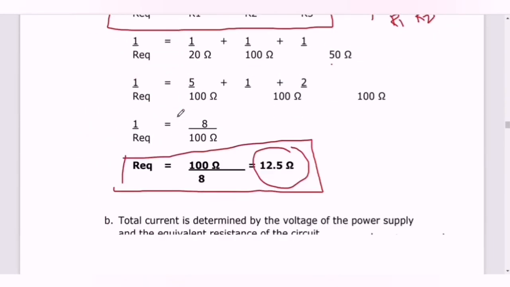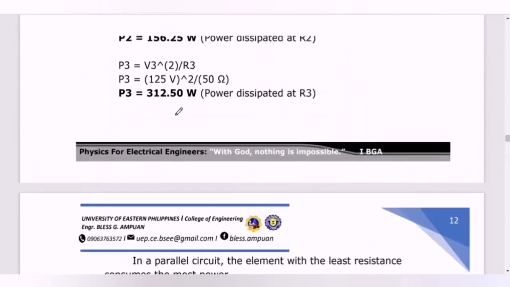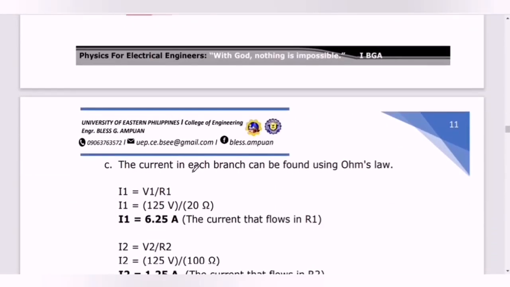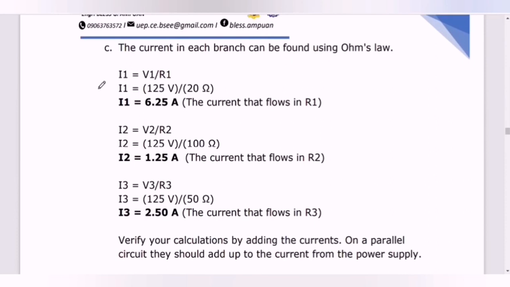So the next step is to solve for the current in each branch. We will be using Ohm's law. I sub 1 is equal to V sub 1 divided by R sub 1. And we know that the voltages in a parallel circuit are constant. Since the power supply has 125 volts, this is the V equivalent, and it is also the same as V sub 1, V sub 2, and V sub 3. So using Ohm's law, I sub 1 is equal to V sub 1 divided by R sub 1. Therefore, I sub 1 here is equal to 6.25 amperes.